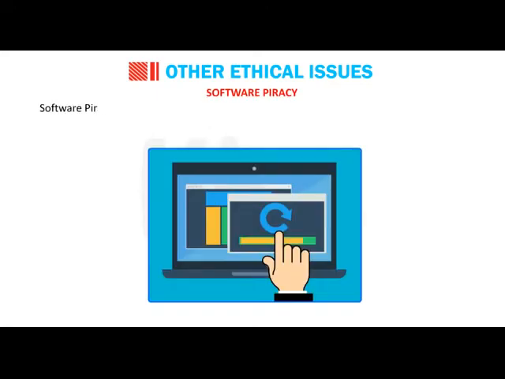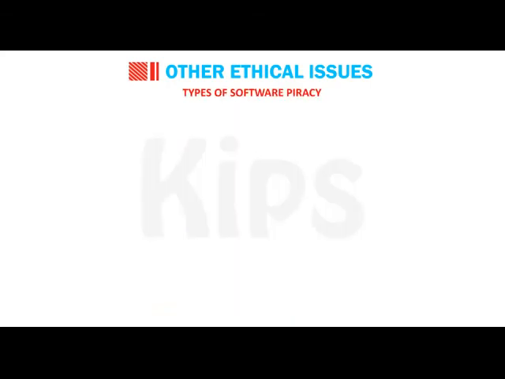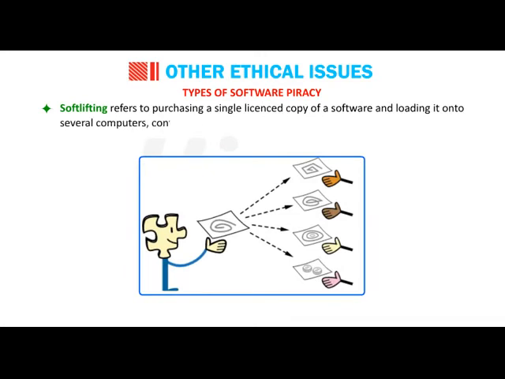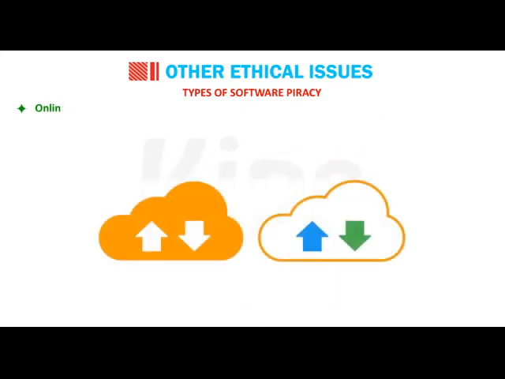Software piracy. Software piracy refers to the theft of software through illegal copying of genuine programs or counterfeiting and circulation of products which are duplicate copies of the original. Types of software piracy. Soft lifting refers to purchasing a single licensed copy of a software and loading it onto several computers contrary to the license terms. For example, sharing software with friends, co-workers and others.